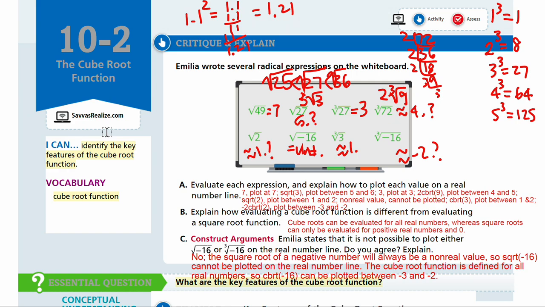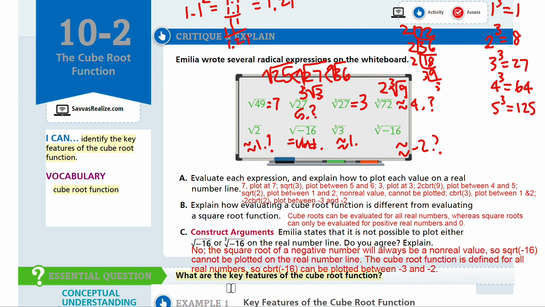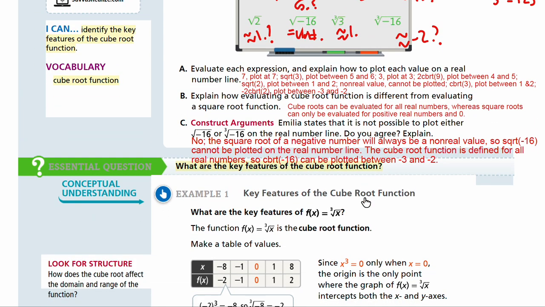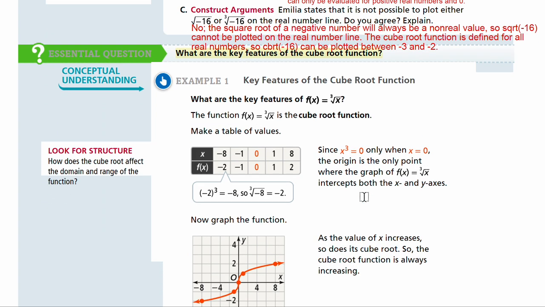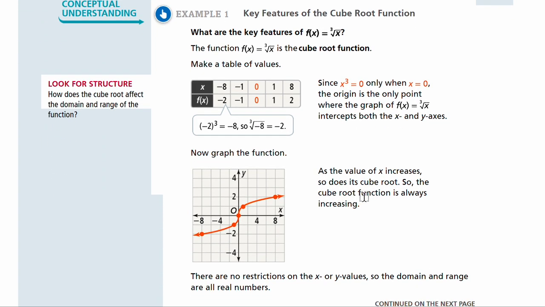So the lesson essential question is, what are the key features of the cube root function? So we will look more into the cube root function. We've looked at the differences between the square root and the cube root, right? And now let's look at the overall function. So example 1, key features of the cube root function. What are the key features of f of x equals cube root of x? So this is the parent function, right? The function cube root of x is the cube root function, obviously.